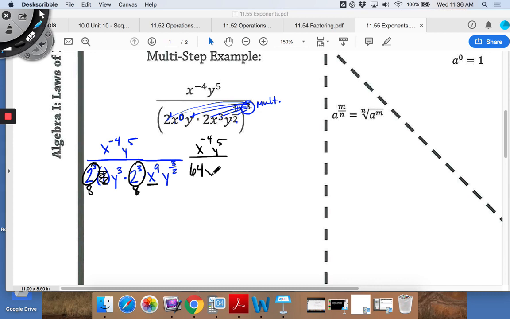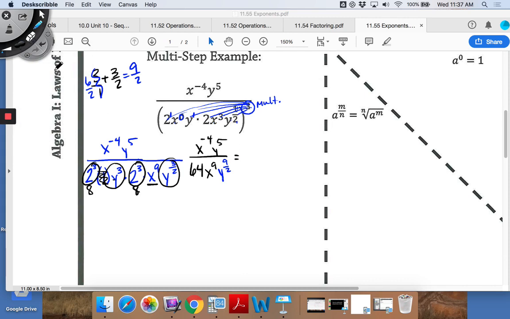Then I'm going to go with x to the ninth. And then I have these y's, and they're multiplying, so I would add the exponents. But here's the deal. When you add 3 plus 3 over 2, you have to have a common denominator. So this would make it 6 over 2. So when you add, it would be 9 over 2. So it would be y to the 9 over 2. So, did a lot there.